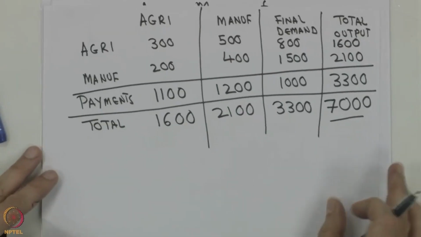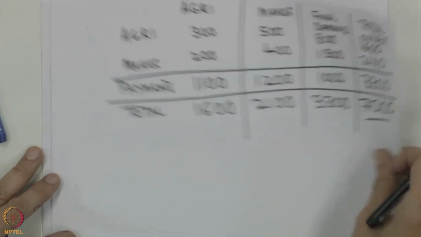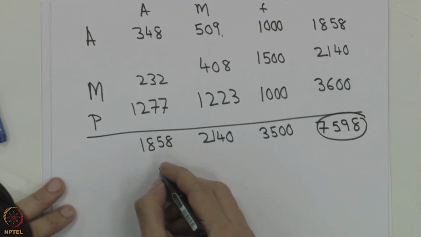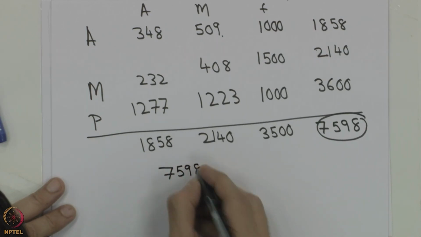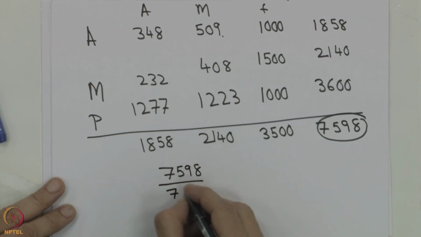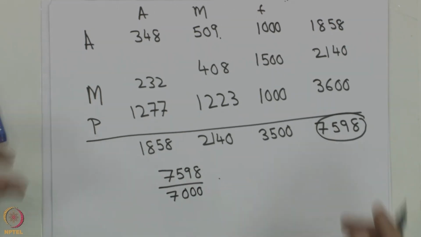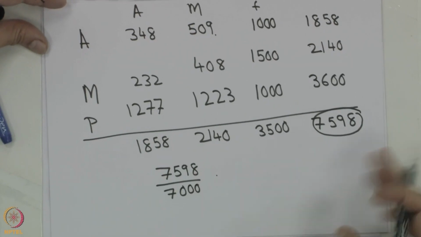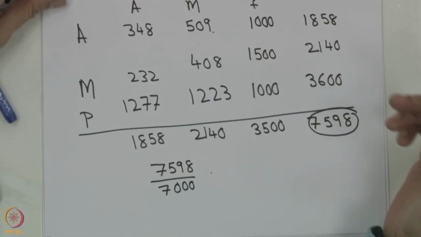This was 7000, 3300, 2100, 1600. This has now become 7598. If you look at the overall output growth, this is 7598 by 7000, right. It's less than 10%. We can calculate the amount, 598 by 7000, that is the percentage growth.